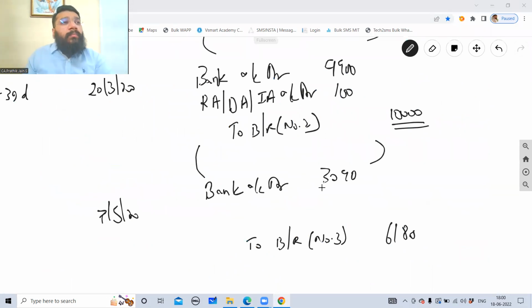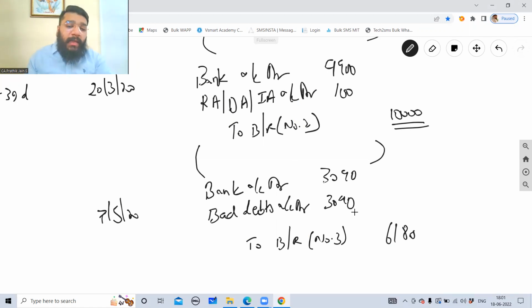This is recovered. So what happens to the balance? The balance is bad debt because it is not going to be recovered and we have to book the loss. So to book the loss, we have to debit the bad debt account. Bad debt account debit 3090, to bills receivable 36180.